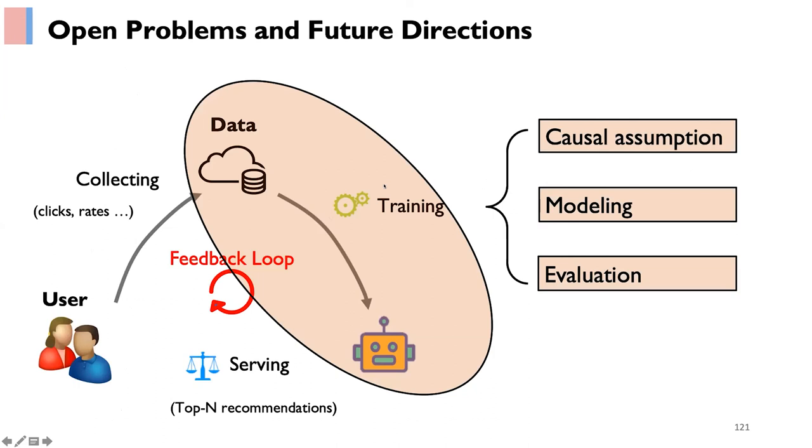So these are all the conclusions for the causal recommendation, and here are some of our views about the future directions. Because we are from the view of building a recommender model, this is our main job. So we focus on this step of the feedback loop. As to training or building such a model, there are three main steps. First, we need to construct some causal assumptions about the data, and then we need some techniques to model the data, and then we also need some methods and metrics to evaluate our model so that we can optimize the model parameters and conduct model selection.